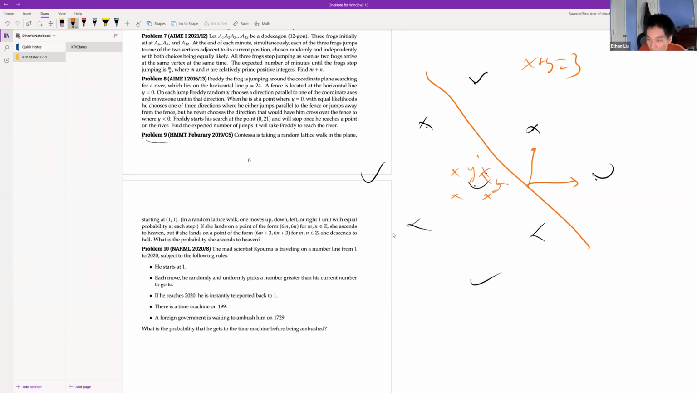And after all the simplifications, you have 3 states. You can set up the states equations, and then you can get the answer. Wow. Yeah. And so that's really the sketch of this problem.